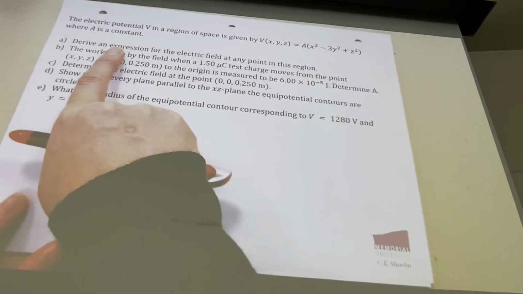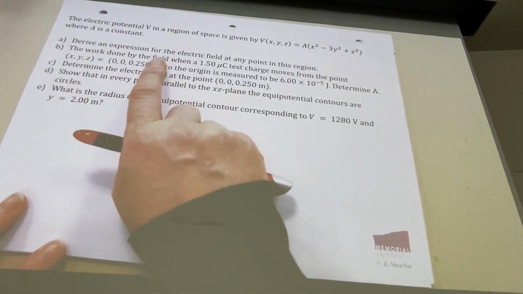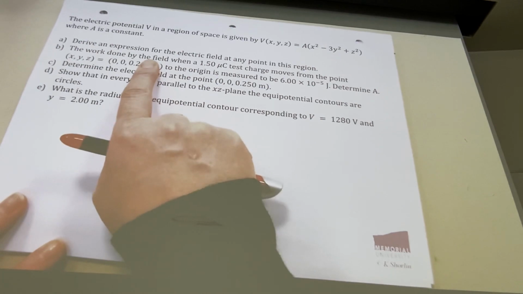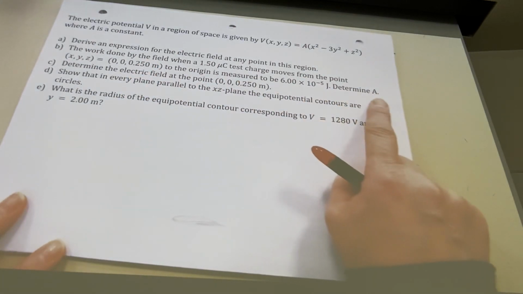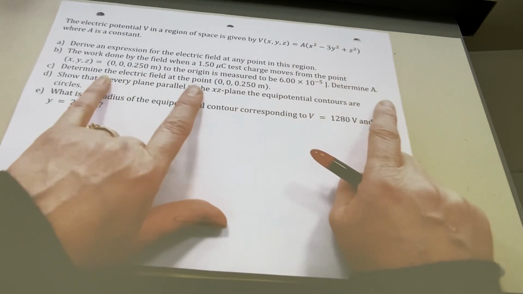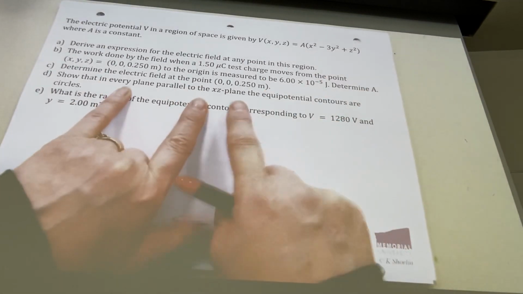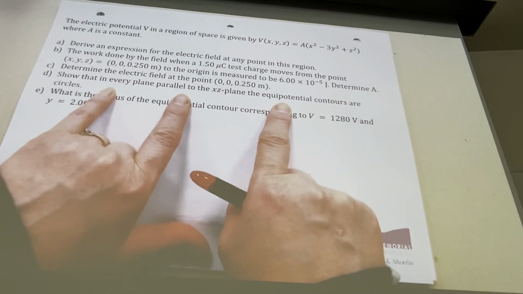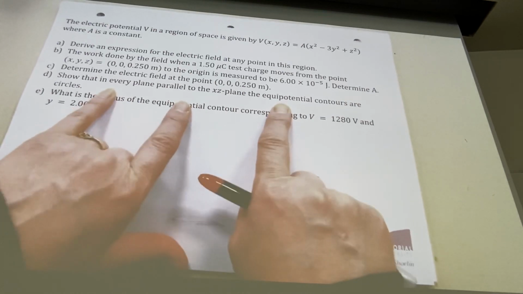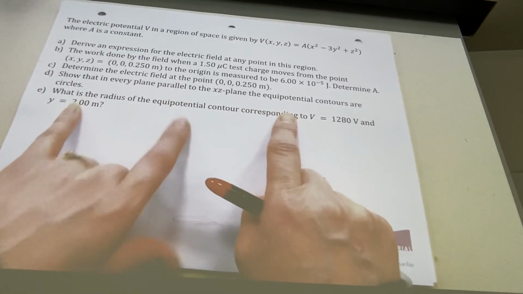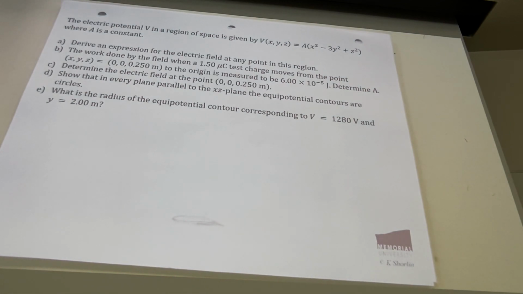We want to find an expression for the electric field. We know something about the work done, and we want to use that to figure out our constant A. We want to find the electric field from our equation in A at a specific place. And then we want to think about what our equipotential lines look like at different places in space. So that's what D and E are all about. Okay, so let's start with A, finding the electric field from the electric potential.